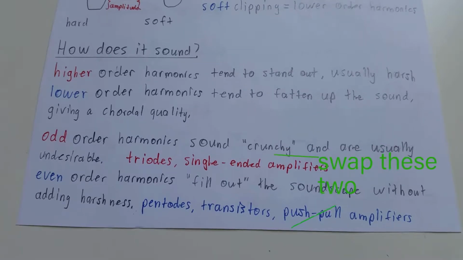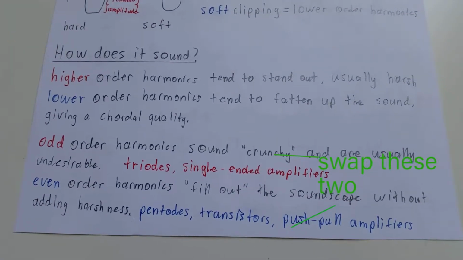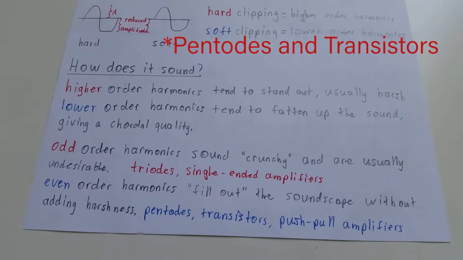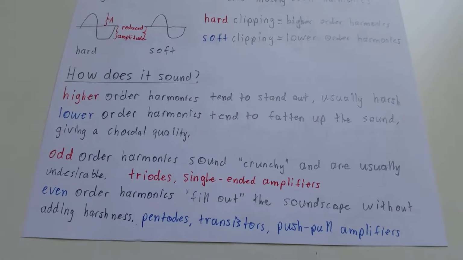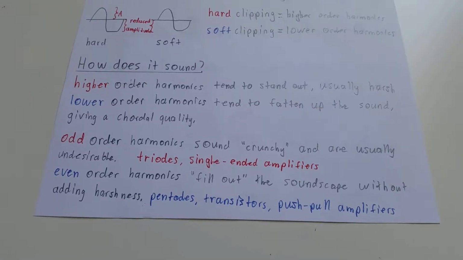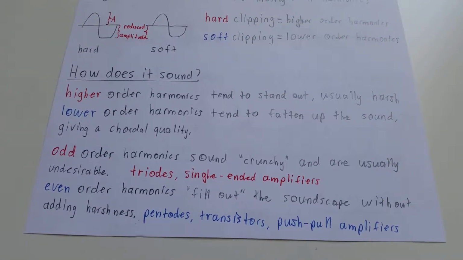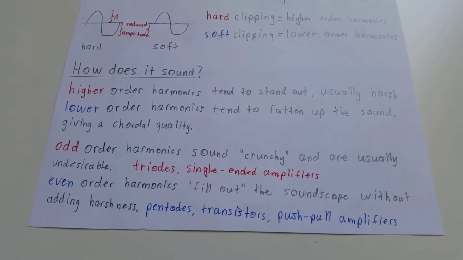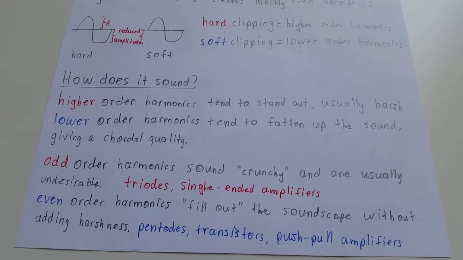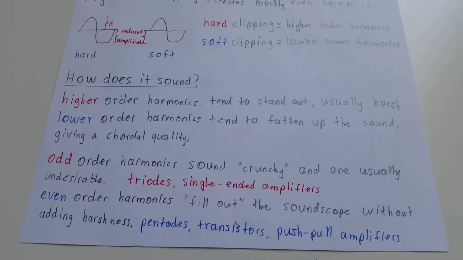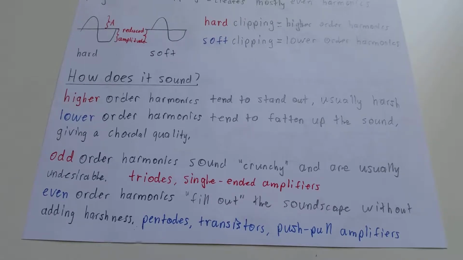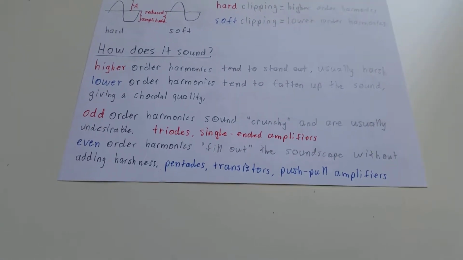Odd order harmonics tend to sound crunchy, and are usually undesirable. They're associated with pentodes and transistors, push-pull amplifiers. Push-pull amplifiers cancel out the even order harmonics, but they retain the third order and fifth order ones. So they're very noticeable when they come on, and as you'll hear in the demonstration, they sound almost raspy. Even order harmonics sort of just fill out the landscape, because if you think about it, it's just octave after octave. So it's a lot more tonally pleasing, per se.